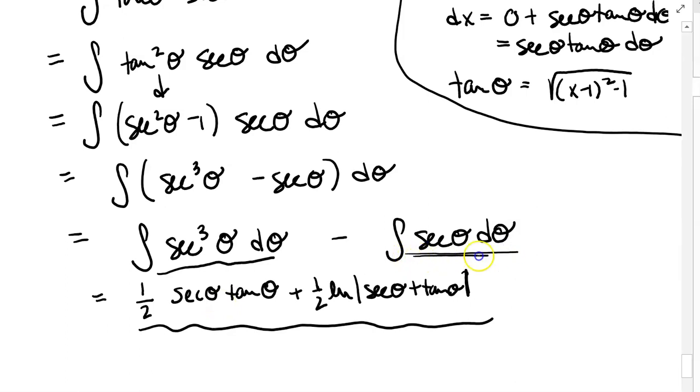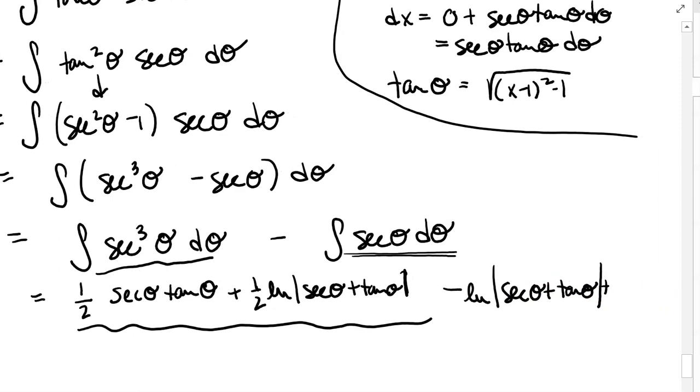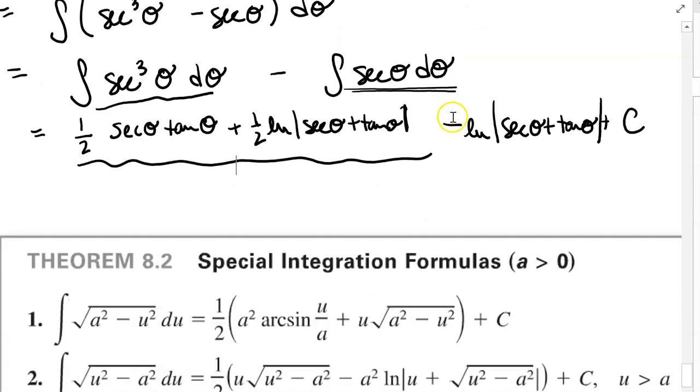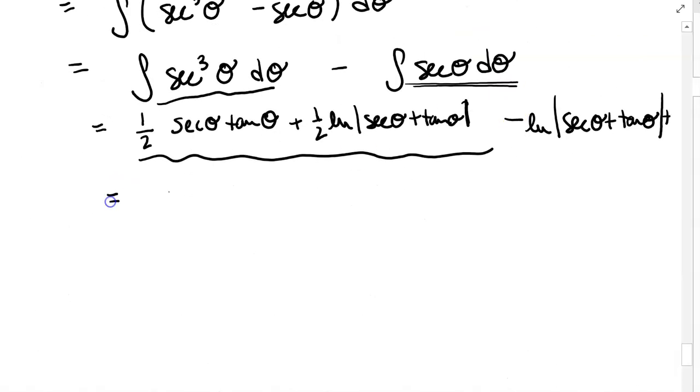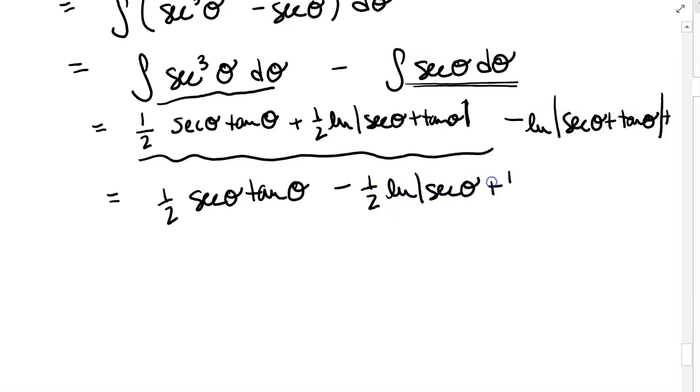Now this part just integrates to be minus the natural log of the absolute value of secant theta plus tangent theta. And of course, all of this is plus c. So the nice thing about it is this is gone. Well, not gone. It is going to combine, because you can see they are the same. They are like terms. So we'll get 1/2 secant theta tangent theta minus 1/2 times the natural log of the absolute value of secant theta plus tangent theta, all plus c.